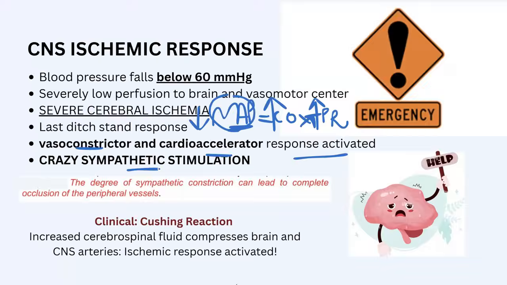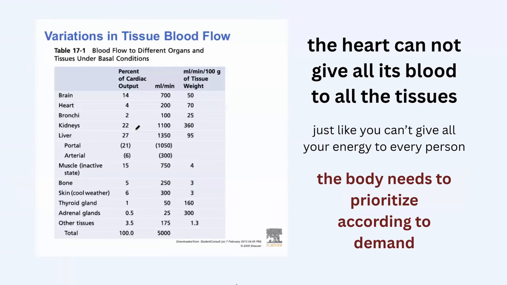Alhamdulillah, we're done with BP control, the systemic one. Now we have to talk about local control. So, variations in tissue blood flow.